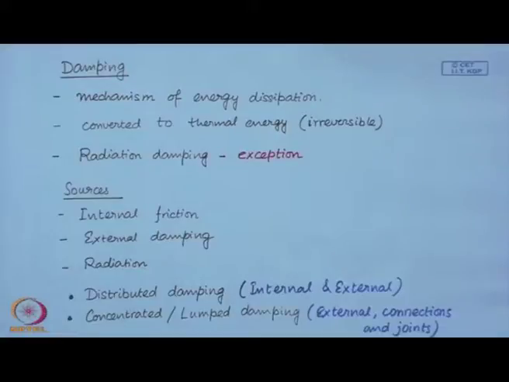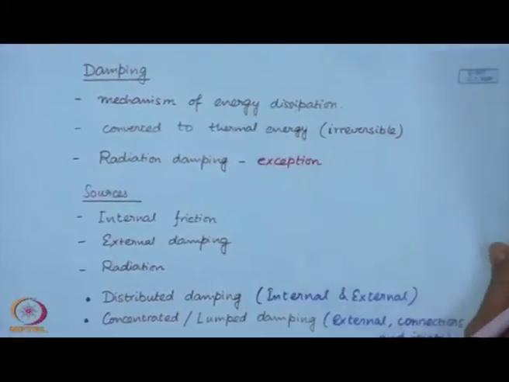So, we can have concentrated or lumped damping at connections and joints, say for example, riveted connections, etc. So, we have these two kinds of damping. Let us begin with distributed damping.